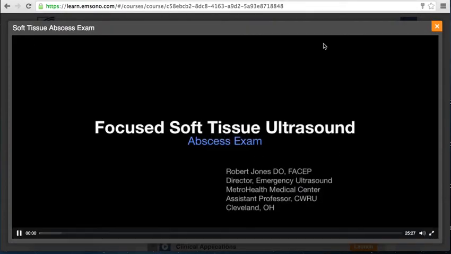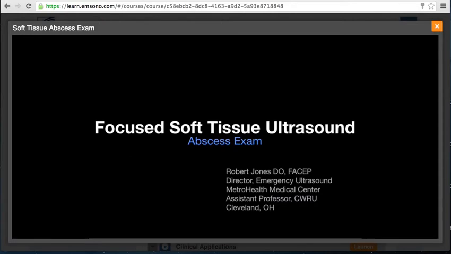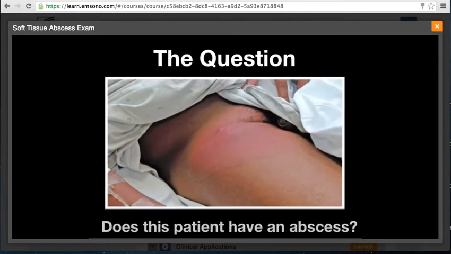I'm Dr. Robert Jones, and in this lecture we're going to go over how to both perform and interpret the soft tissue ultrasound for the detection of abscesses. The question we're trying to answer here is, does this patient have an abscess? There's clearly indurated skin here, there was no obvious fluctuance, but the question is, do they have an abscess? And would they benefit from surgical drainage versus just intravenous antibiotics?